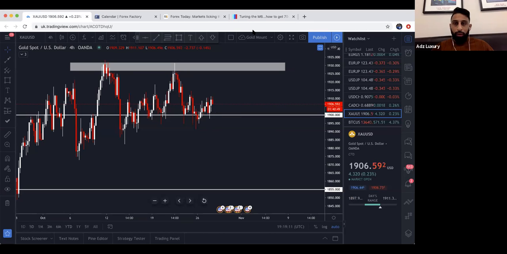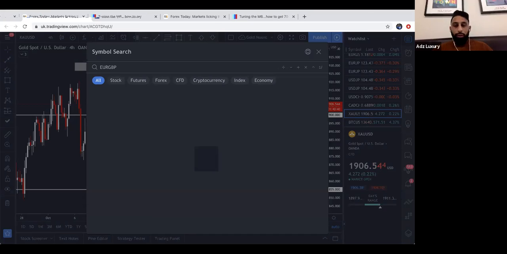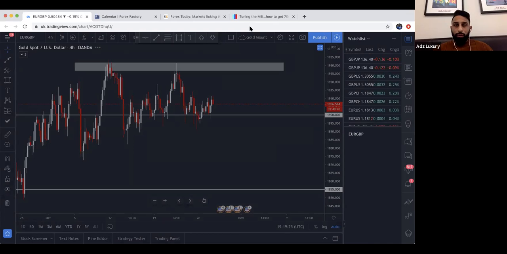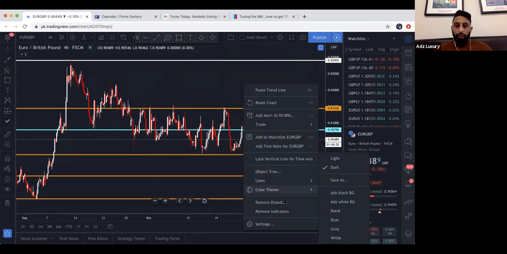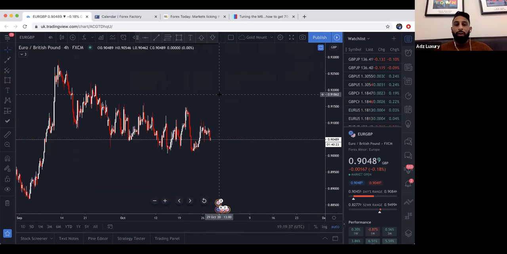Right. So this is gold, but let me go on to a clean chart. So Euro GBP. Apologies about the internet. All right, Euro GBP. So let me just clear everything right off here. All right, so Euro GBP, we're looking at this on the 4-hour time frame.